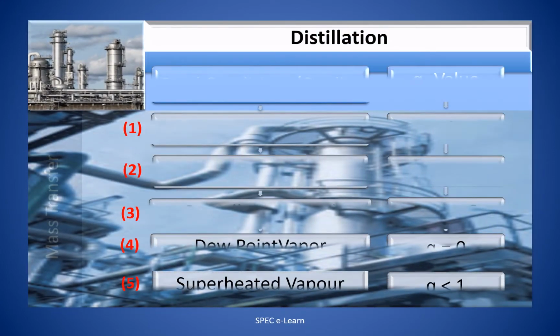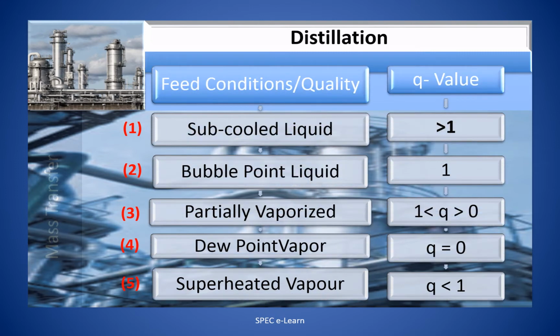This table presents the values of Q for the above mentioned different types of feed. For subcooled liquid feed, the value of Q is greater than 1. For feed liquid at its bubble point, Q is equal to 1. For partially vaporized feed, the value of Q lies between 1 and 0. For a feed vapor at dew point, Q is equal to 0. For superheated vapor feed, Q is less than 0.